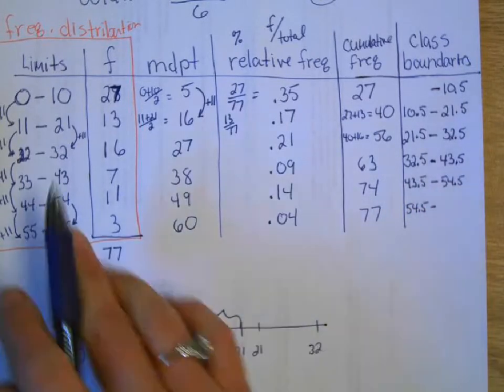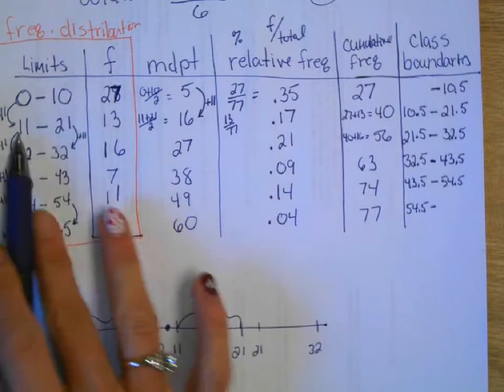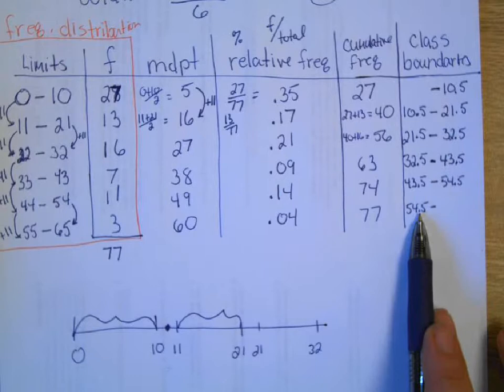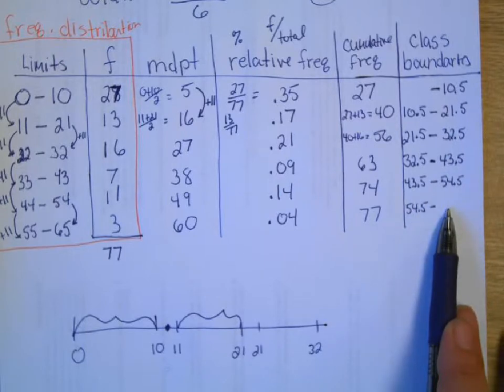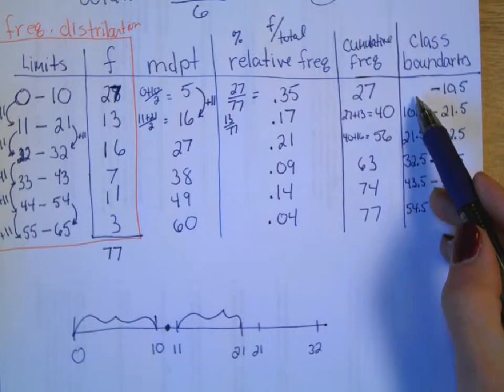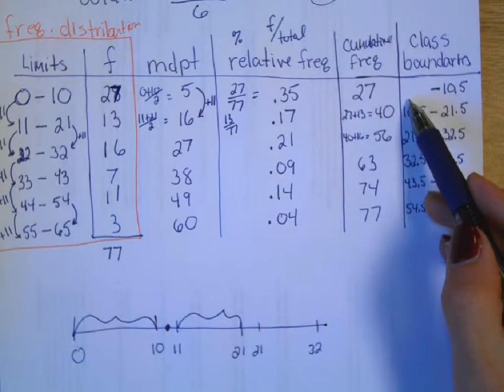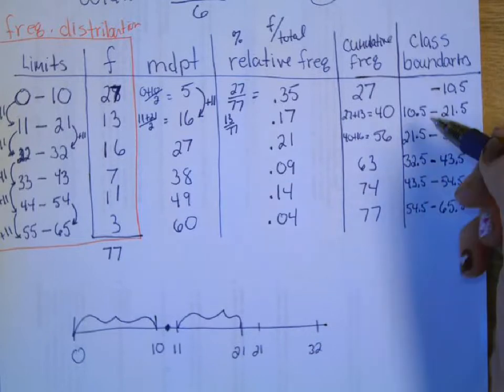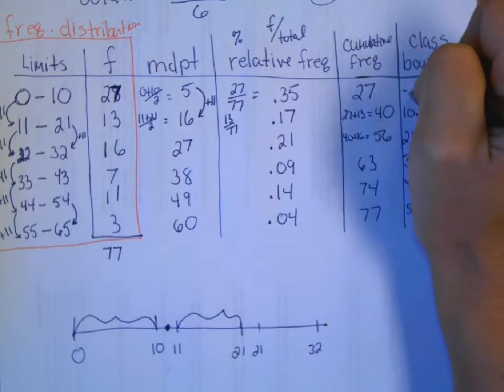Now, you know how all the limits were exactly the same amount. They're the same width apart. We want to keep that same width going all the way through here. So where's this last one going to end at? 65.5. Where would I start the first class at? Negative 0.5. That makes no sense for ages, but to keep the uniform width of all the classes, I've got to back up a half.